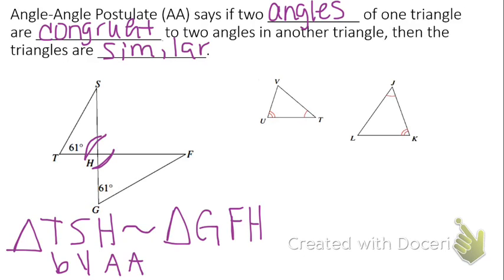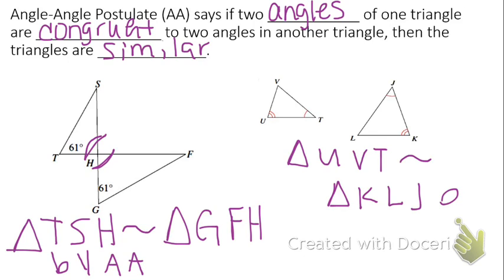And then same over here on this next one, it tells me that T and J are congruent and U and K are congruent. So we can assume that they're similar, so if we wanted a similarity statement, we could say UVT is similar to U matches K, V matches L, and T matches J by angle, angle.